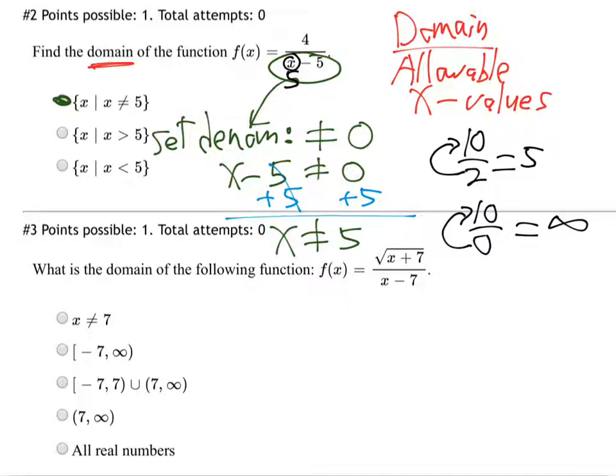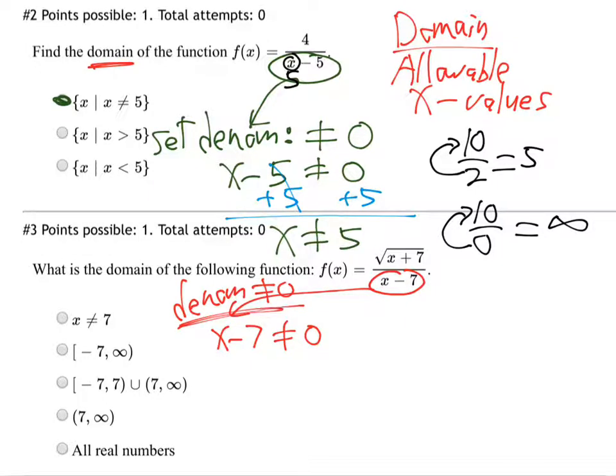Same thing on number three. We're going to grab this denominator. We're going to say denominator not equal to zero, right? And then just solve for x there. So what's x going to be not equal to? X cannot be 7. But notice we also have an x on the top this time.